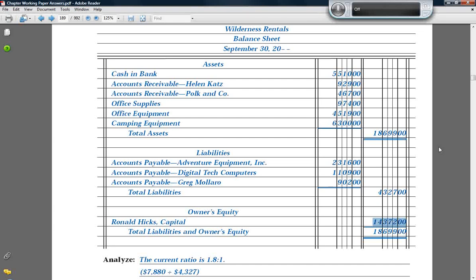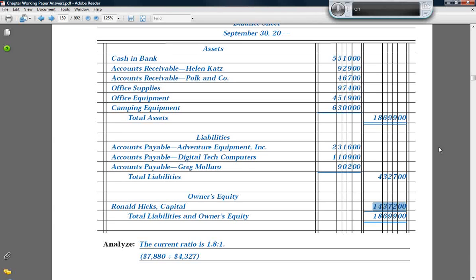Okay, the current ratio, we're talking about our current assets to current liabilities, $7,880 divided by the $14,327. Okay, our current assets would be the cash and bank, the accounts receivable, and the office supplies. $7,880 divided by the $4,327 gives us about 1.8 to 1.